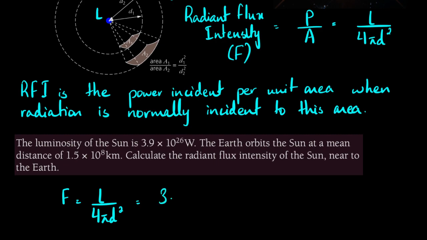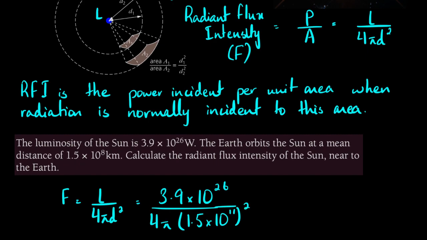So L is 3.9 into 10 to the 26. 4 pi remains as it is. This is a constant. And this is 10 to the 8 kilometers. Kilo is 10 to the 3, so 8 plus 3, this becomes 10 to the 11. And we also have a square on top of this. If you solve this and give your answer correct to 2 SF, this is 1350, but to 2 SF this becomes 1400 watts per meter square.